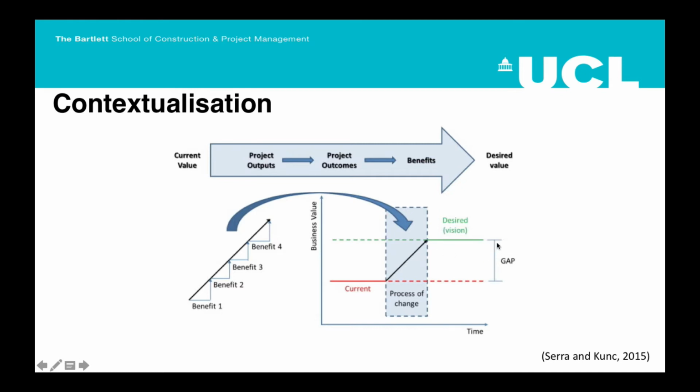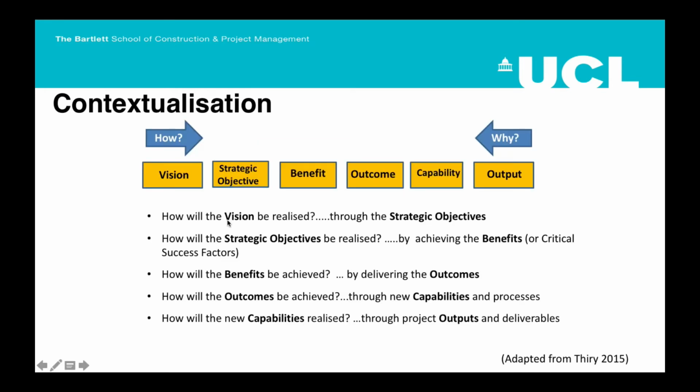But this gap between the current value in the organization and the desired value needs to be filled by projects which are connected with the strategy of the organization. Here you can see graphically the connection between the vision and the project output. So the vision would be realized through strategic objectives, and these strategic objectives will be realized by achieving the benefits. But how to achieve these benefits?